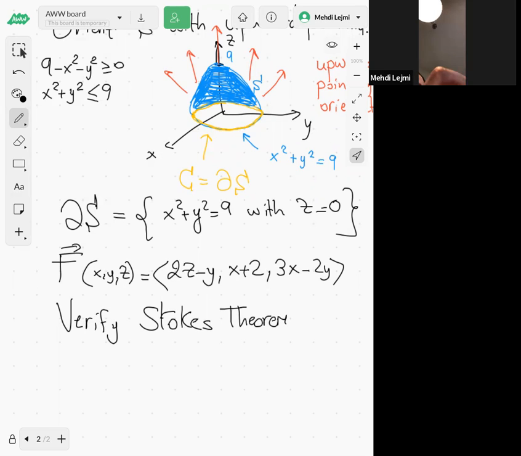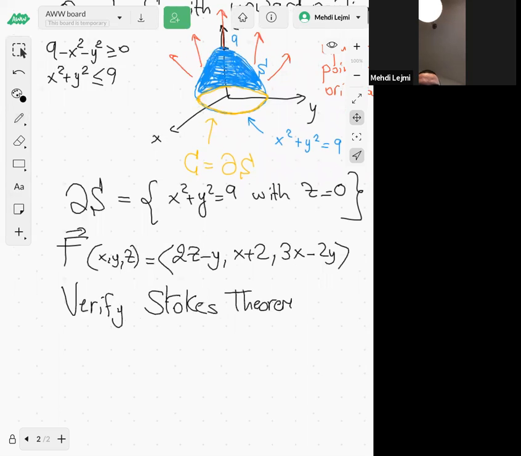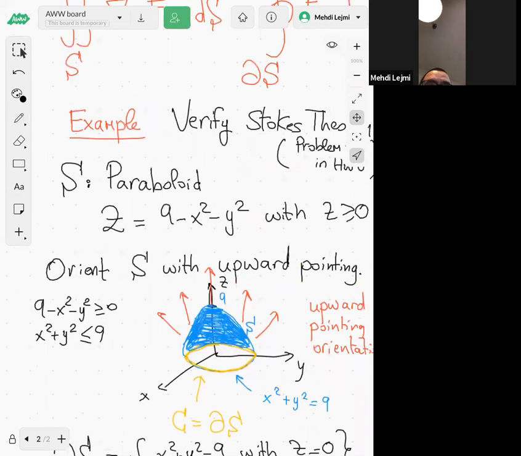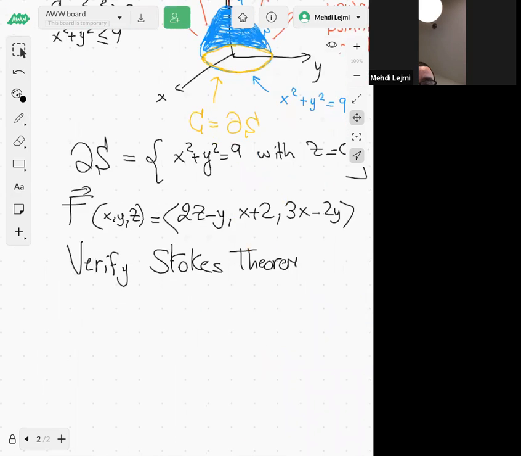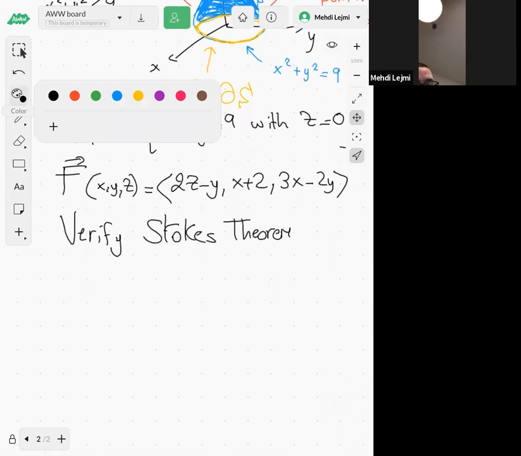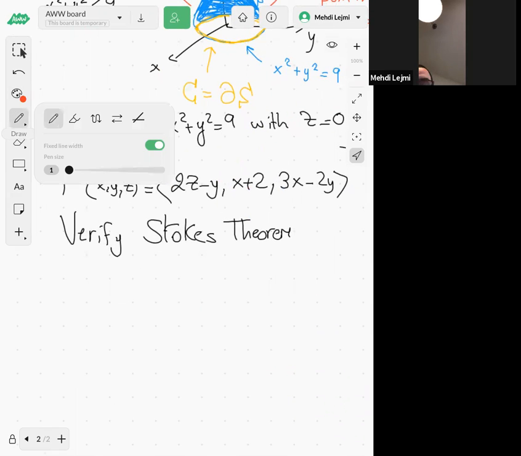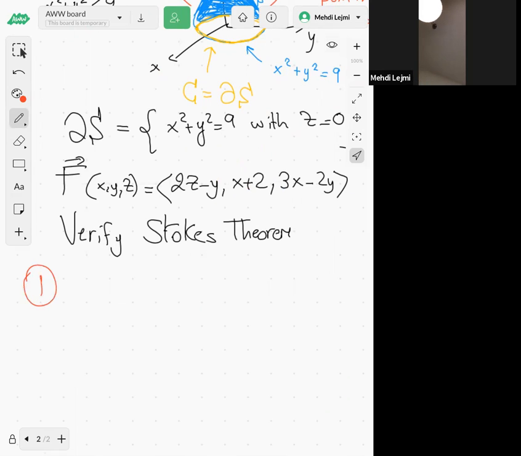So first thing we're going to do, guys, is compute this double integral of the curl of F. First, I'm going to compute the left side of my formula. So step one, we're going to evaluate this double integral of the curl of F along the surface S.